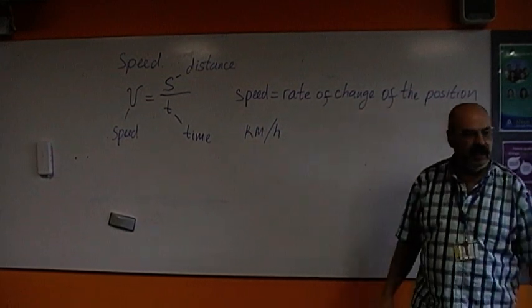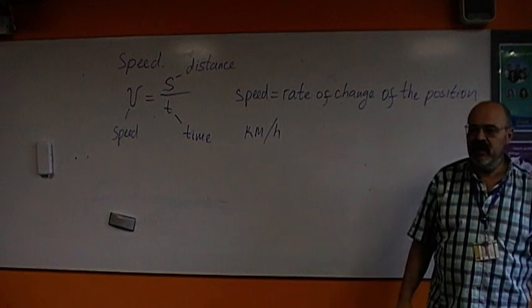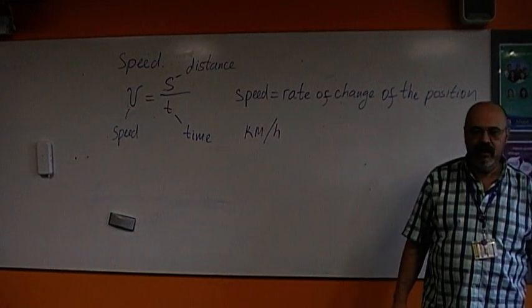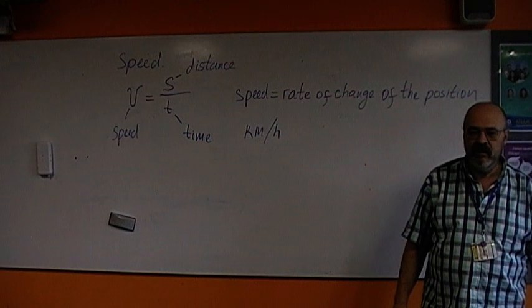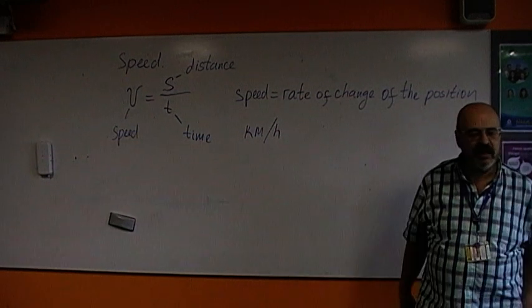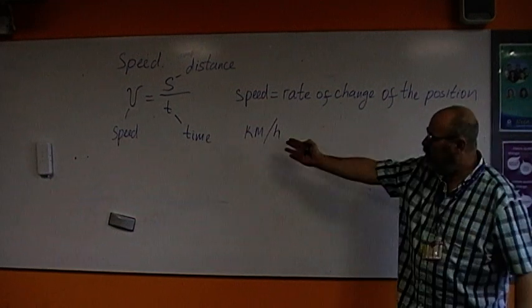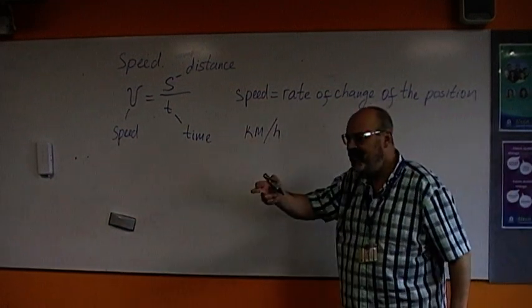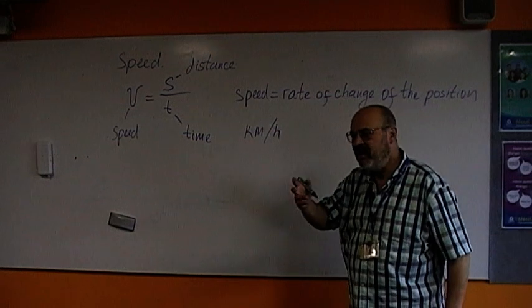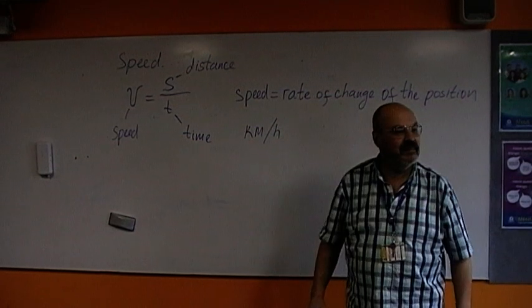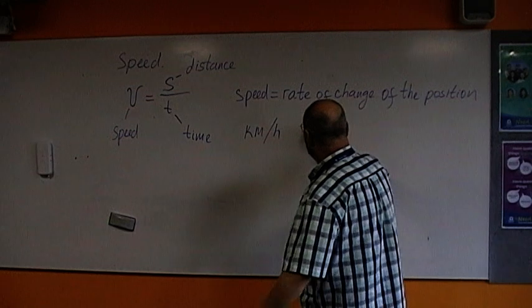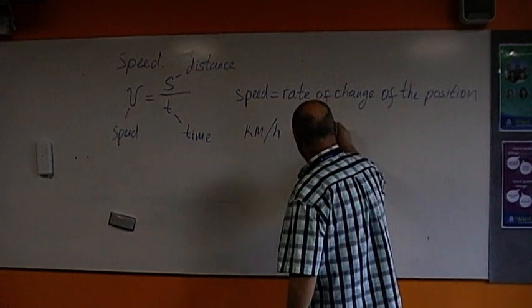Or what another unit for speed? Can you tell me someone? Miles per hour. Miles, we're not using miles. We are not in America. Kilometers. Meters per hour? Meters per minute? Meters per second. Light speed. Meters per second.